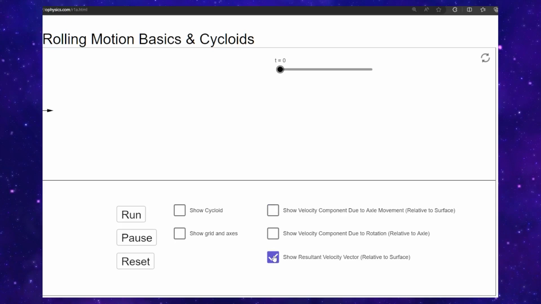Okay, and finally, we're going to show the resultant velocity vector. So this is all relative to the surface. This is how those two previous diagrams are adding up with each other. And if you follow this one, you're going to notice a very big difference.